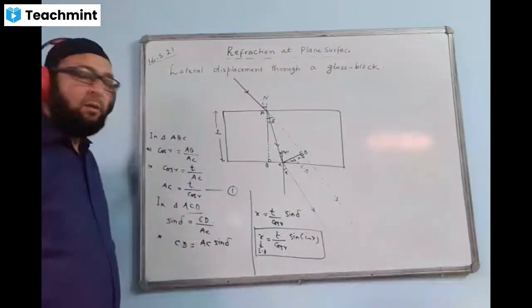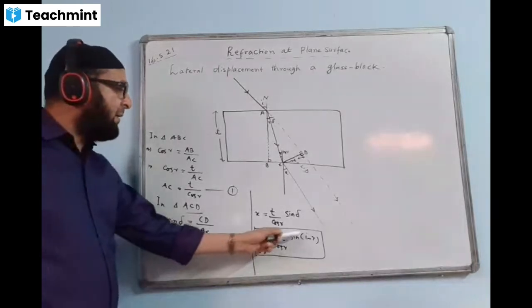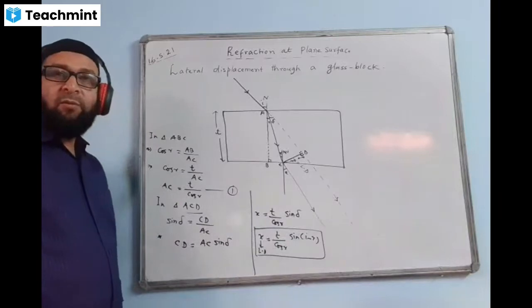So this is the formula of lateral displacement through a glass block. Lateral displacement formula is this: T by cos R sine bracket I minus R, or sine delta. So this becomes the formula.